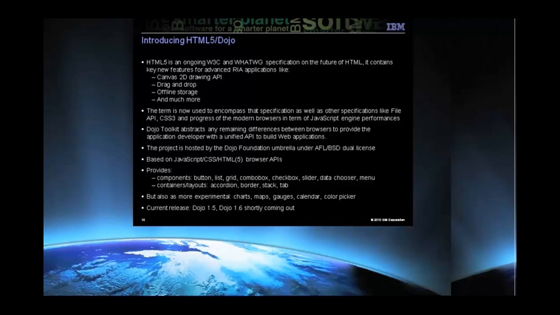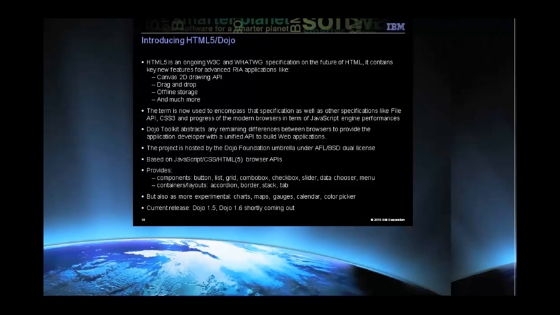As you probably know, HTML5 is an ongoing W3C specification that describes the future of HTML. And it contains very advanced features that were not in HTML before and that are really helping answering some of the requirements I've just talked about. There's, for example, the Canvas API that allows you to draw advanced graphics in an HTML application. There is the drag-drop API, very important for desktop integration.